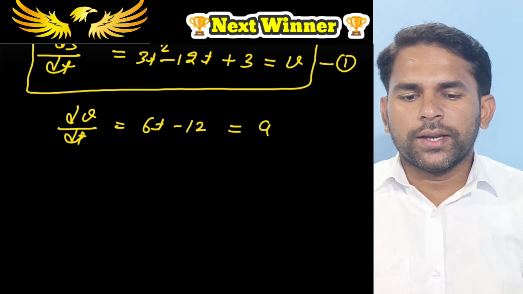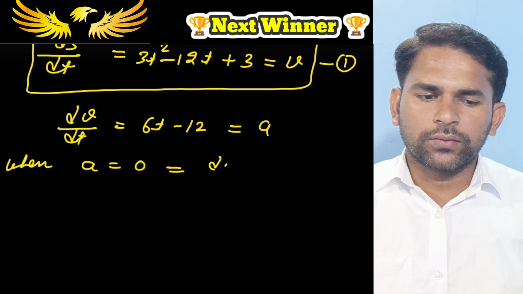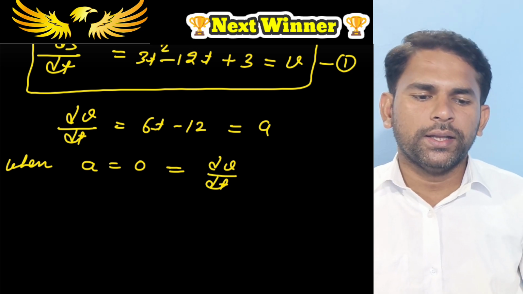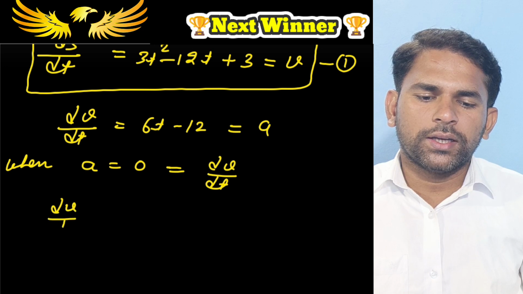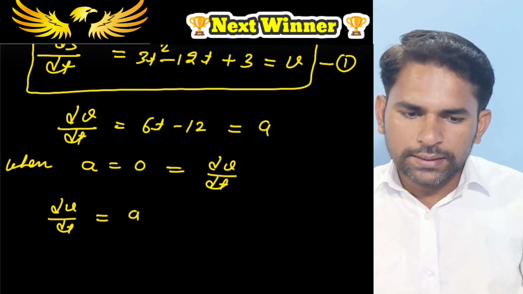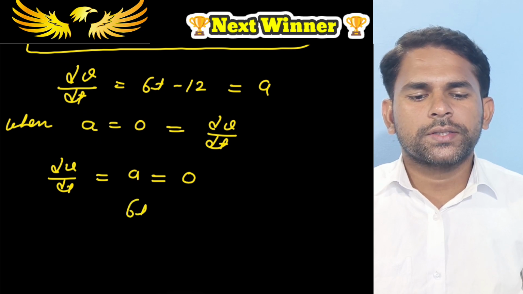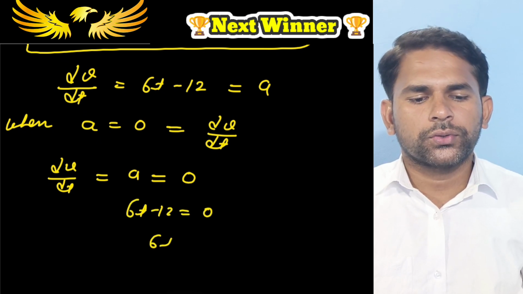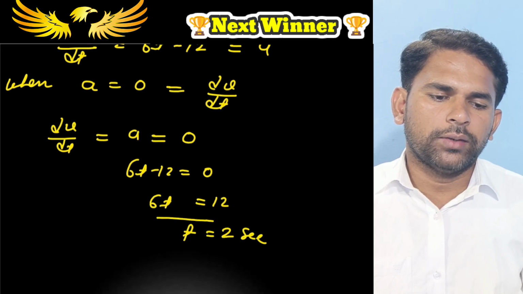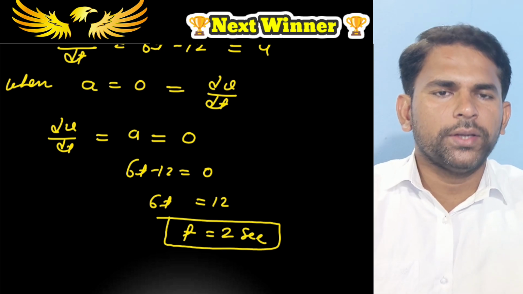But according to the question, they are telling us that when acceleration a is equal to 0, we can write this as dv over dt, both are the same. So we can write dv over dt as 0. First I am writing acceleration, then you consider it as 0. So 6t minus 12 is equal to 0. So 6t is equal to 12, so t is equal to 2 seconds. It means when acceleration is 0, the value of time will be 2 seconds.